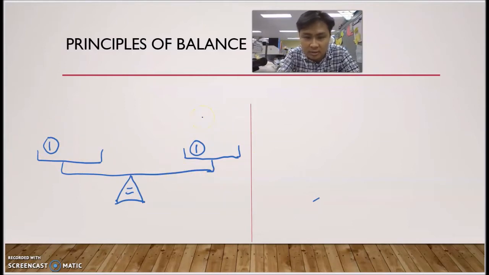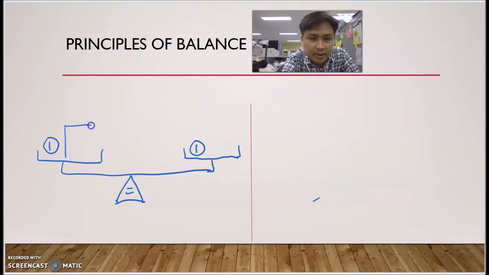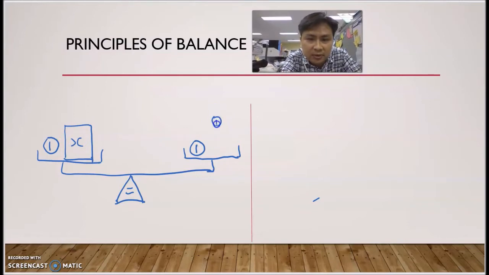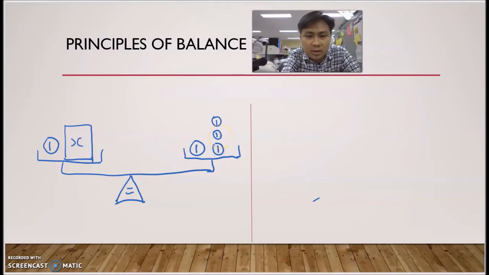Now let's say, for example, I have an imaginary box here, and this imaginary box has X number of coins. I also tell you that on the right side I have 3 1-cent coins here. So how many coins will X have? The answer is very obvious. We will have 3 coins on the X on the left side. So this box, this X, is actually representing 3 1-cent coins.